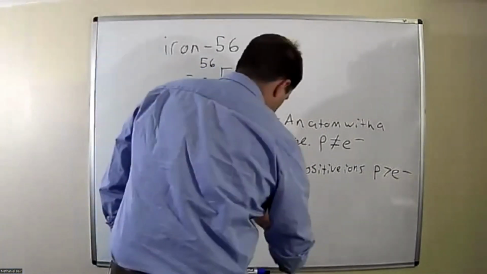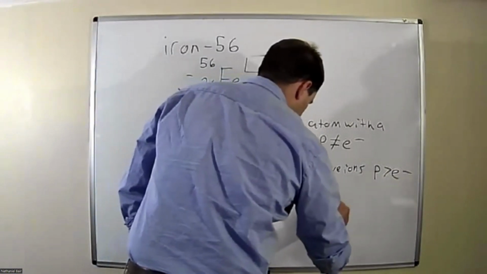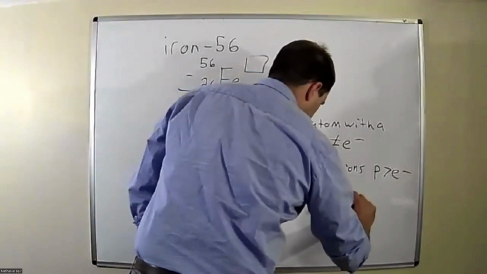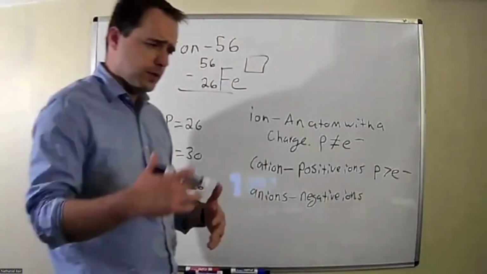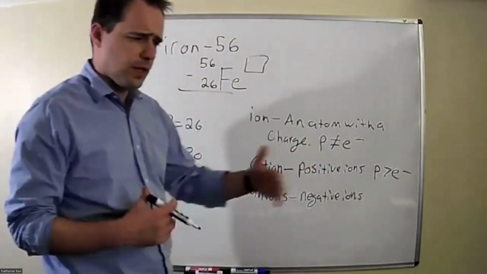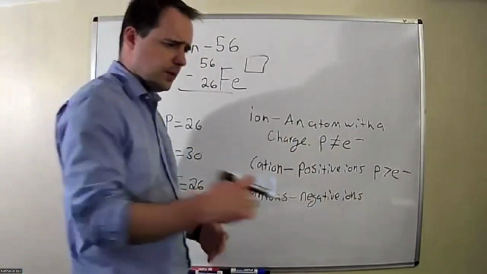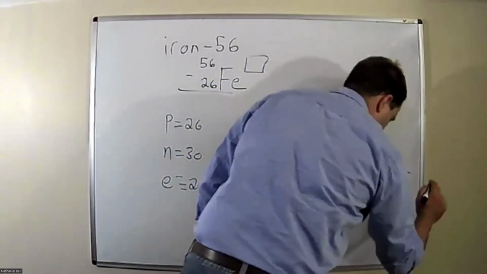The other kind of ion is an anion. Anions have a negative charge. They're negative ions. And think about it, how would you have a negative charge? Well, you must have more negative particles than positive particles. If you have more negative particles than positive particles, your protons are less than your electrons, or your electrons are greater than your protons, however you want to think about it.